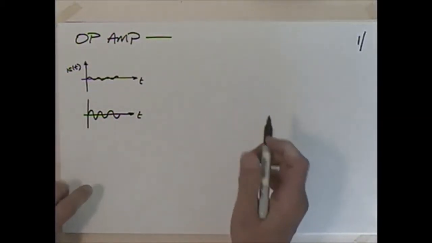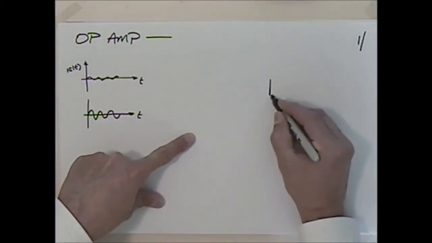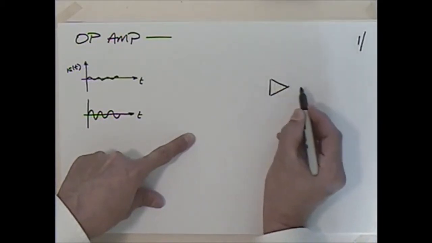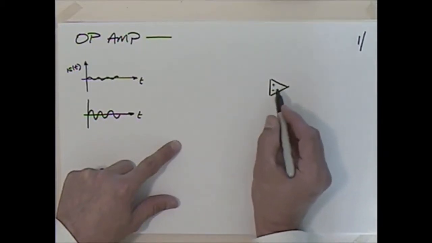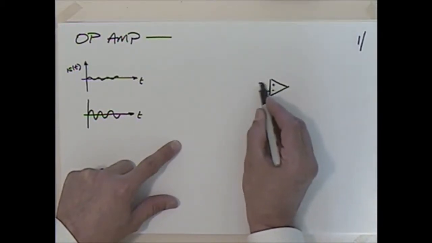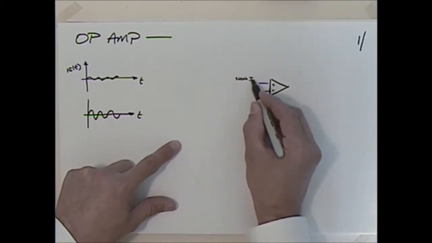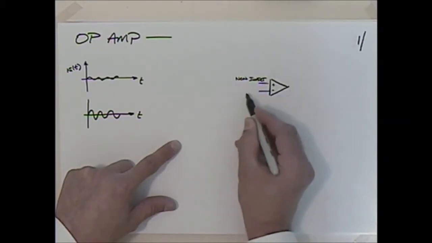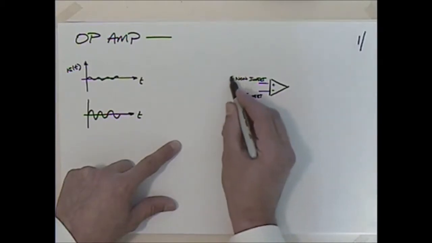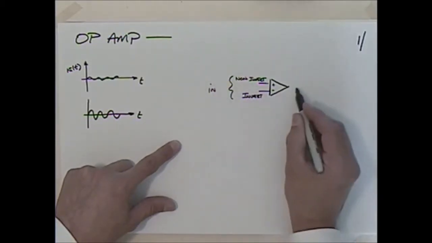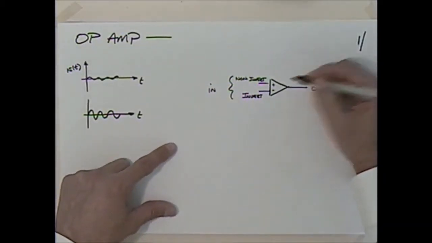The symbol that we're going to be using for this looks like this. This is the operational amplifier. Looks like that. And there is a positive input and negative input. This is the non-inverting input, and this is the inverting. So these would be the inputs, and then we have, of course, the output.